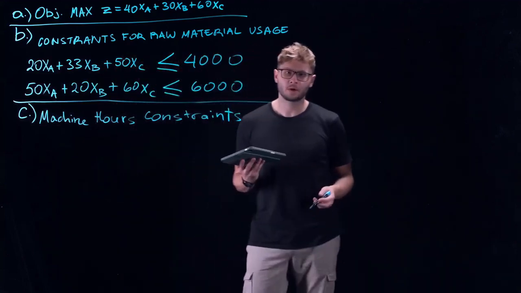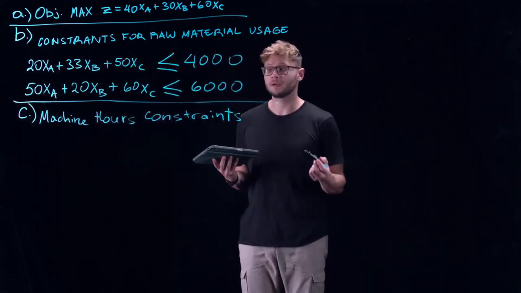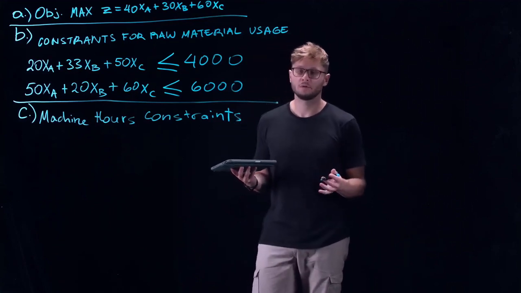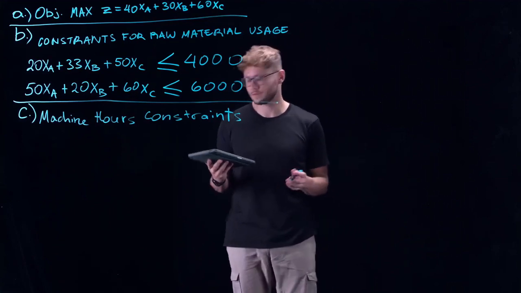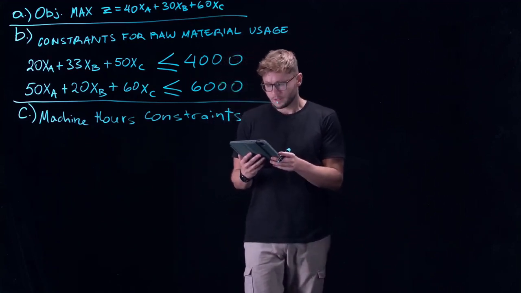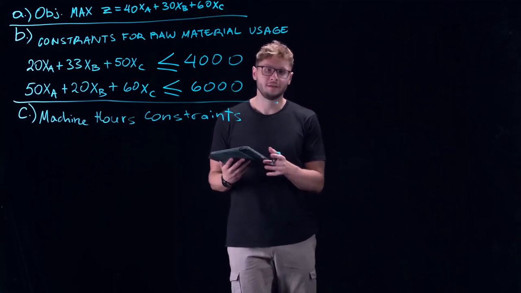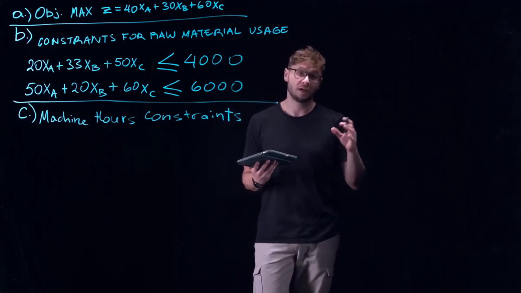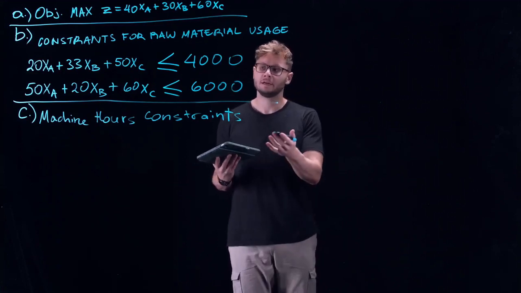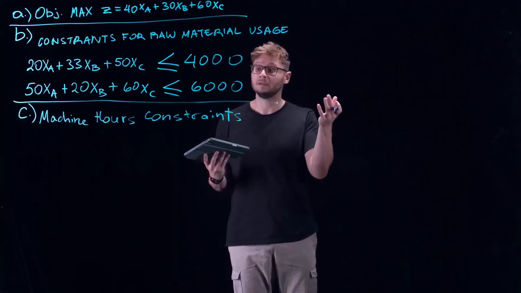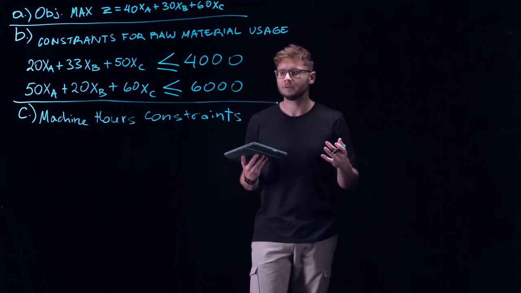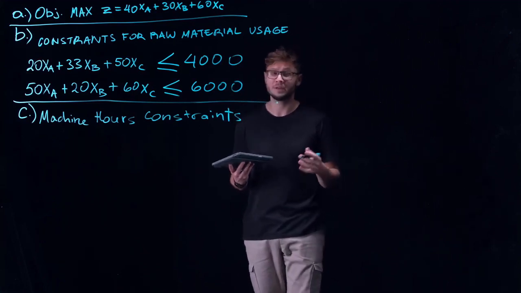In question C, we're asked to write constraints relative to the machine hours. So constraints regarding the time it takes to produce these units, right? Because you're not given any direct time it takes to produce any of the drugs A, B, and C, this can be a little bit confusing or maybe intimidating of a question.